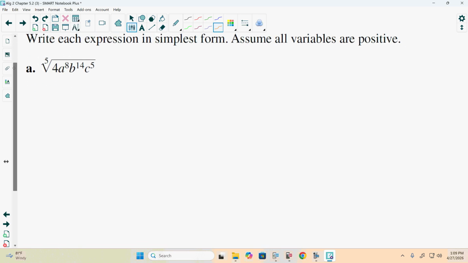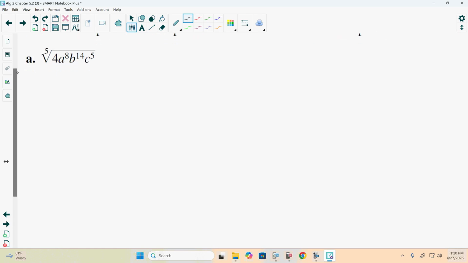Write each expression in simplest form, assume all variables are positive. Now, the nice thing about assuming all variables are positive is that we do not have to put absolute values, because we don't have to worry about the negative case or having issues with negative coming out. And what we want to do is see if we can take the 5th root of each one of these here.